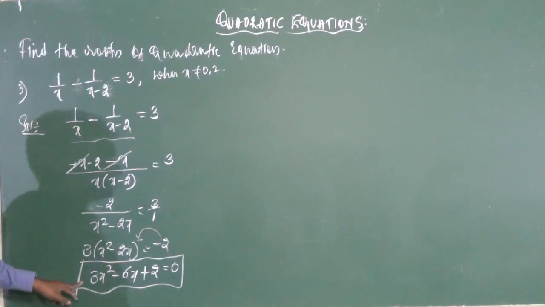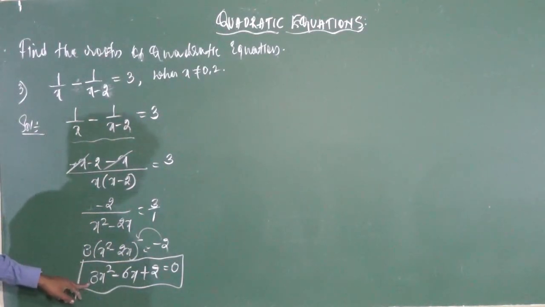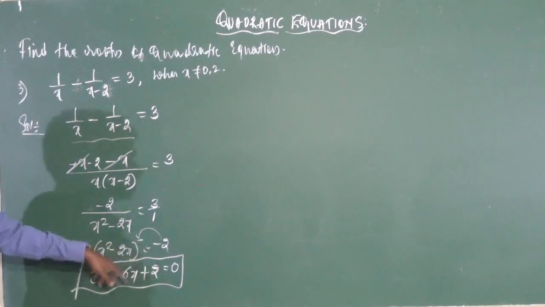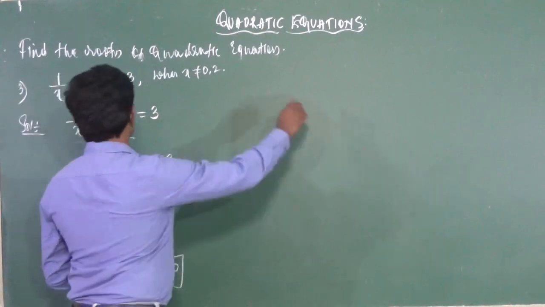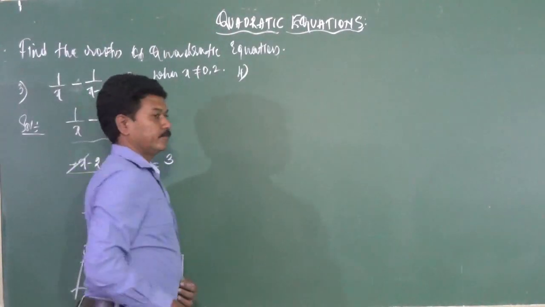You cannot take anything common here because we have 3 and the numbers 6 and 2. Nothing we can take out common. So therefore go with the factorization method. Right. Okay, next one. Fourth problem.